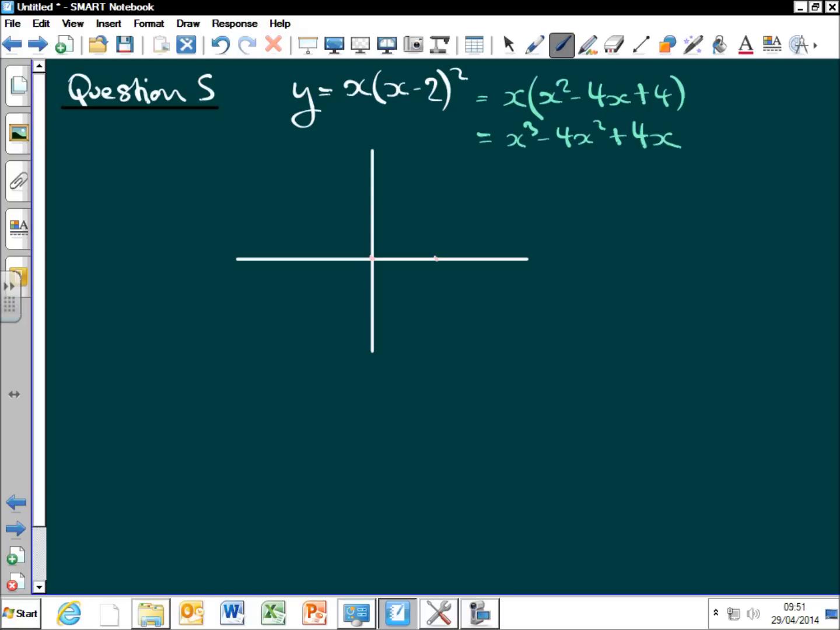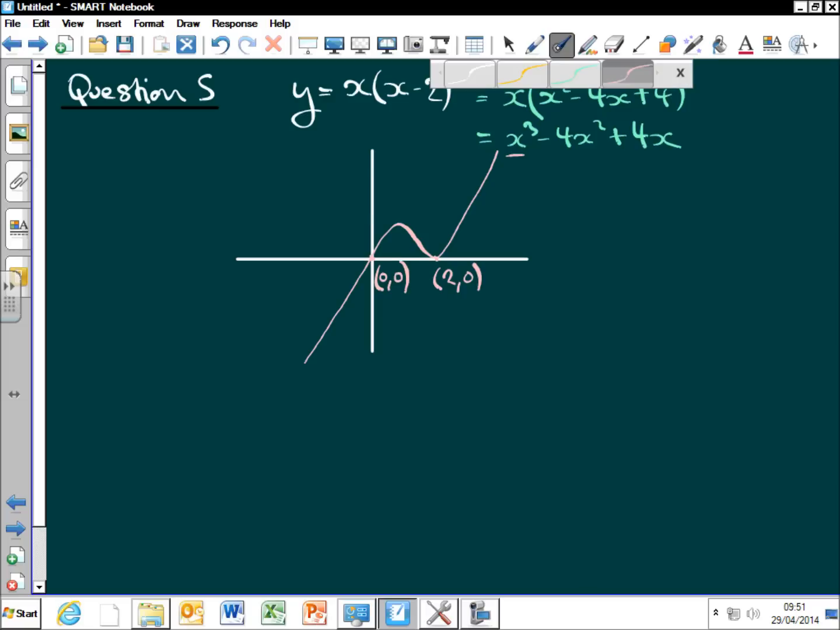Okay, I look at this here and I say that this is positive, so I know that the curve starts up here, it's going to just touch there because of that repeated root, and then it's going to come down and cut there. Okay, so I've got a mark for the shape of it. I'm just going to mark on here that this point here is 2, 0, and this point here is 0, 0. Okay, that's question A, sorry.